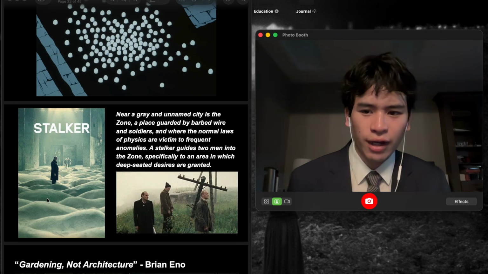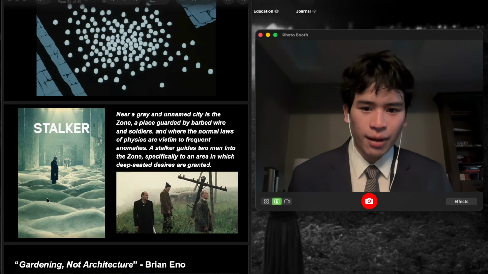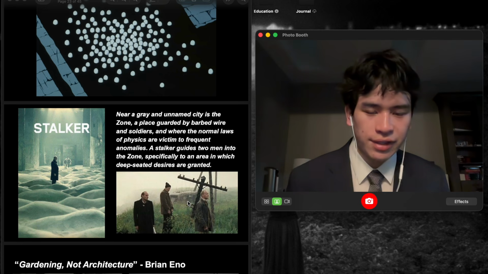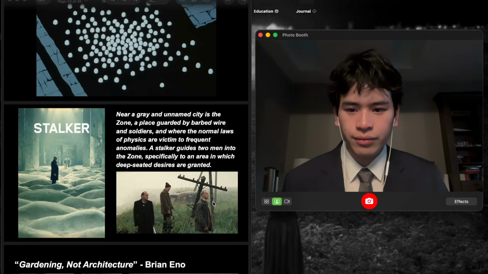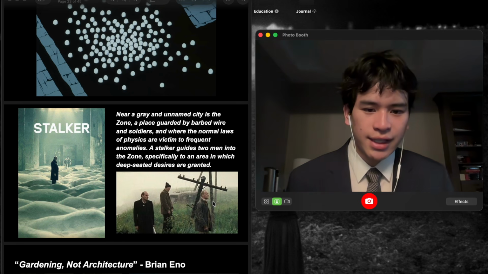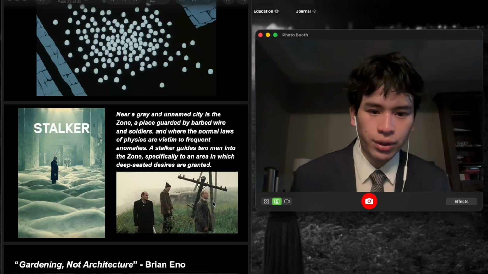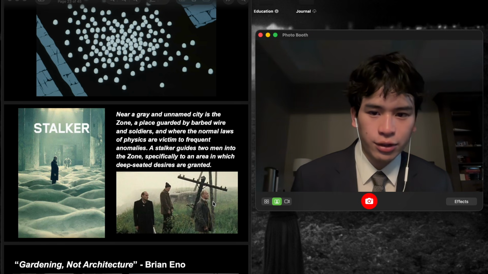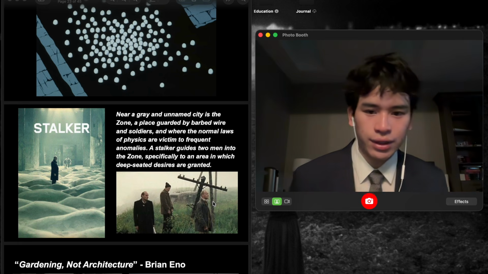So the zone obviously is a sort of metaphysical place where the laws of physics don't really seem to operate, but these 2 characters, one of which is the writer, the other of which is the professor, venture into the zone in search of this room, guided by the stalker. Now, what I really want to argue is that the journey these characters take from the city into the zone is motivated by many of the same factors that motivate Alain Robbe-Grillet to transition from the status quo, the old novel, into the new novel.